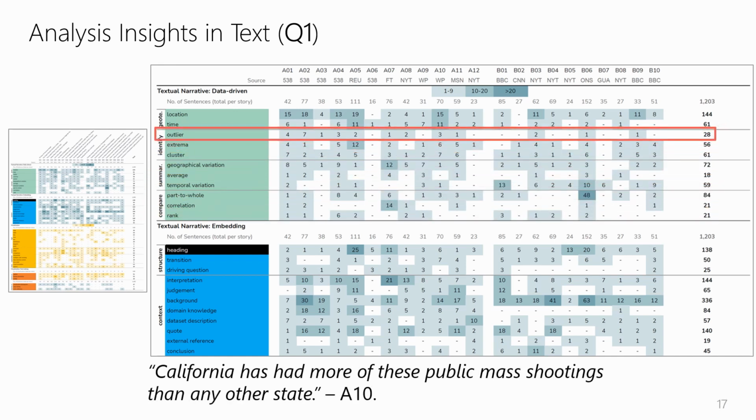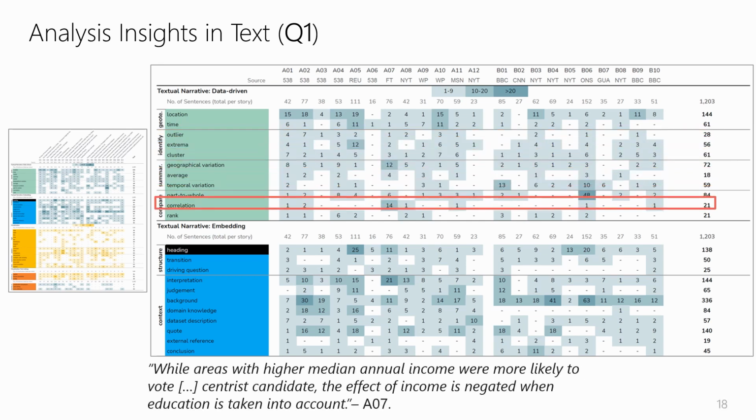For instance, identifying data points that are unique and then describing them individually or as a cluster. Here you see an example of an outlier with respect to both geographic and temporal variables. It describes that California had the highest number of public mass shootings to date. Here is another data-driven sentence that describes a statistical relationship between three variables. In the perspective of French presidential elections, it describes that areas with high median income were more likely to vote for the centrist candidate. But the effect was not the same when education was taken into account.